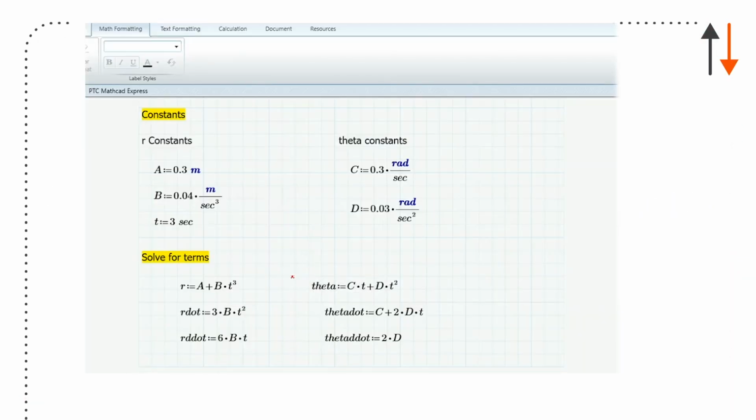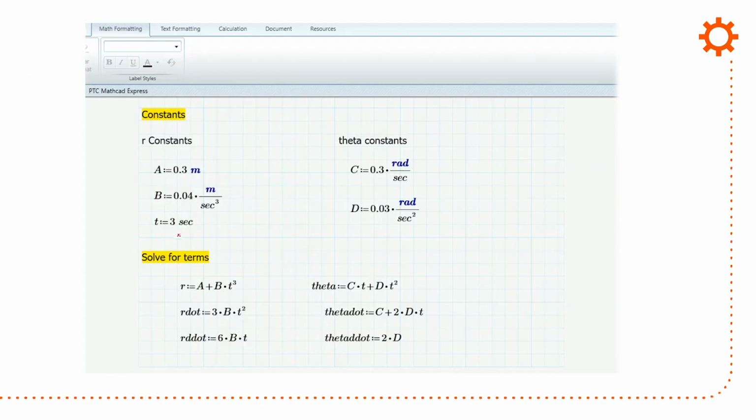If I calculate this with Mathcad, same thing. I'm just changing my variables because I'm lazy and I don't want to write all the terms out. And so I end up with my constants 0.3, 0.04. Now, one thing you should notice here: in order for me to calculate this with unit consistency, I have to give the constants units. So clearly, for example, b, which multiplies t cubed, in order for it to be a distance, has to be meters per second cubed. Time is 3 seconds. Over here, c, which is rads per second, because the first term is c times t, and the second term is d times t squared, so rads per second squared.